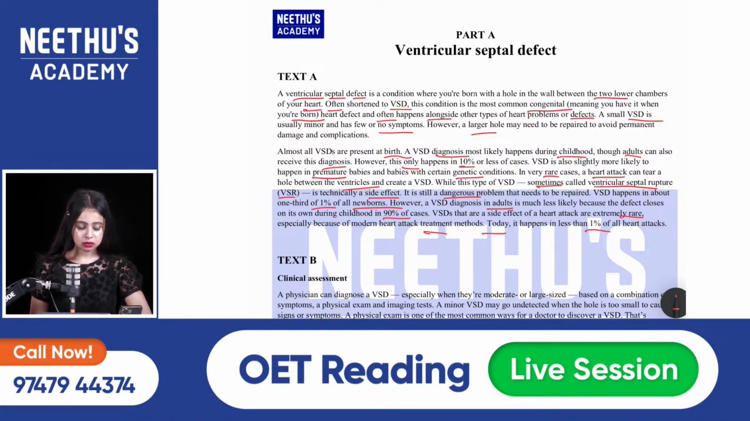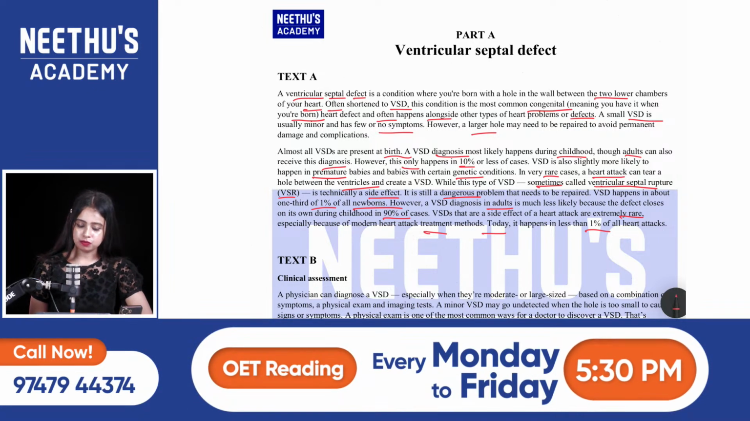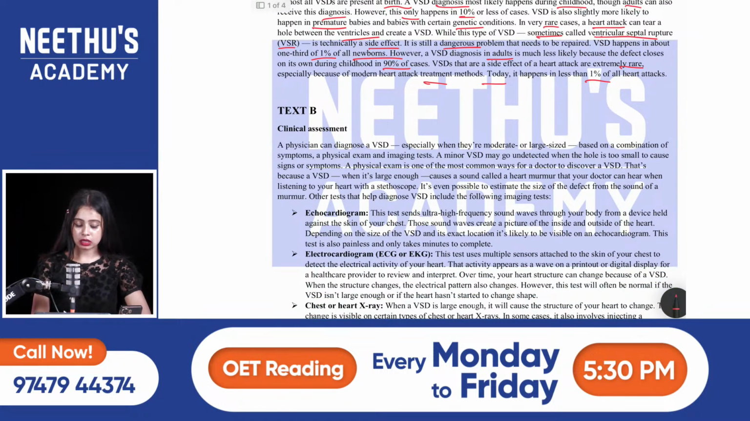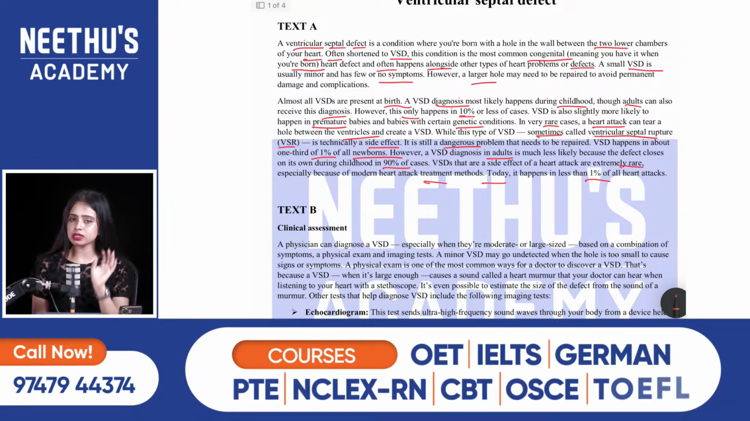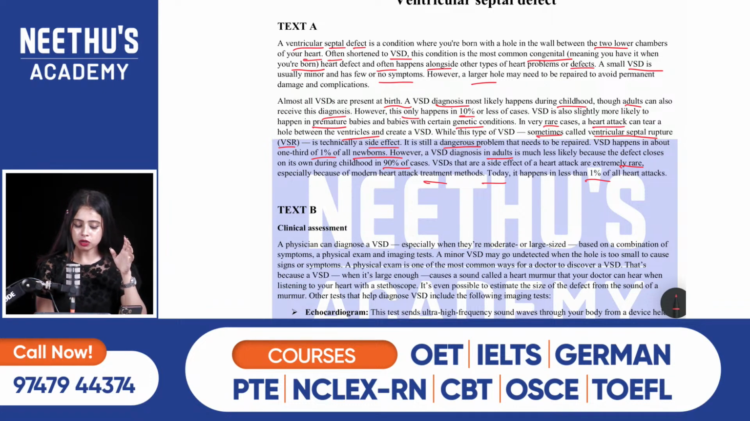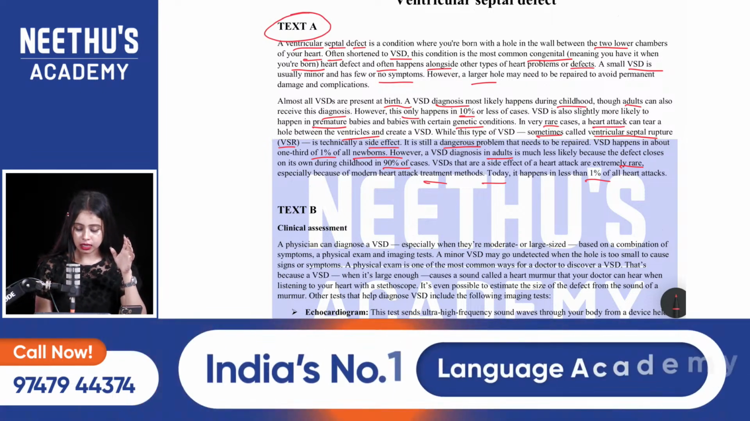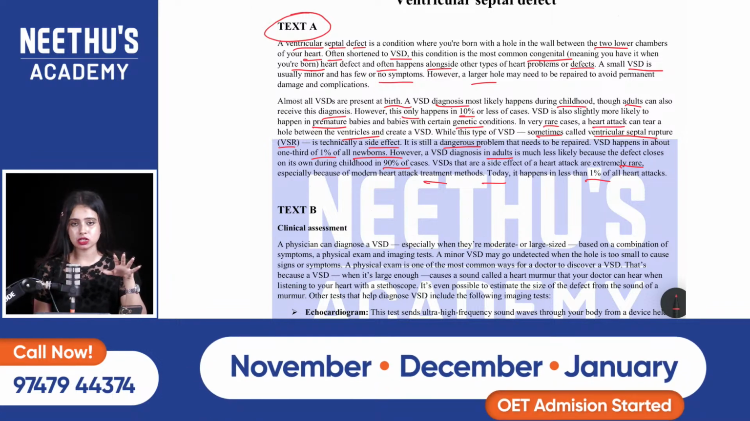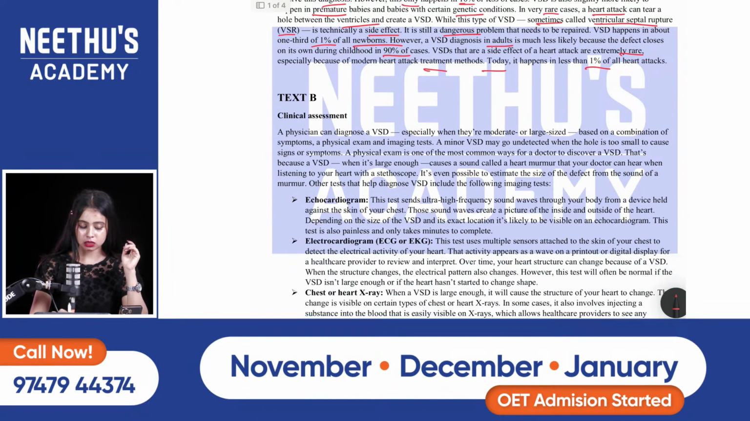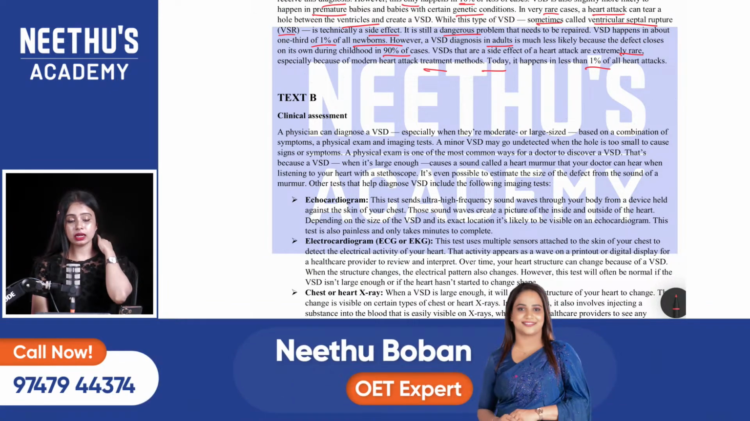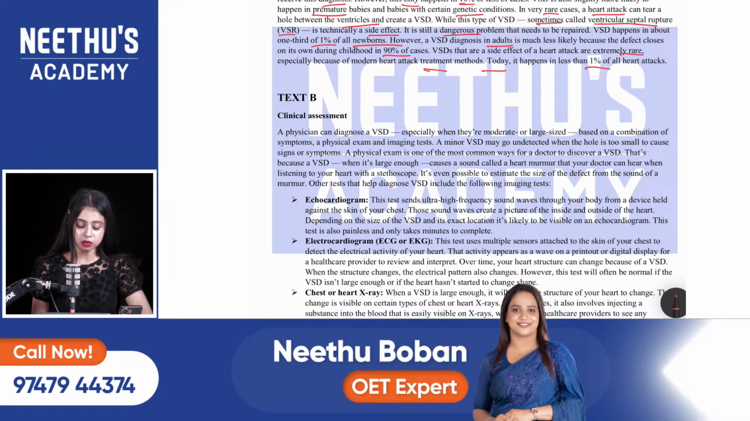Okay. So, are your keywords the same as these? So, now text B. So, what about text A? So, what is a summary? Text A is all about what is VSD and what are the causes, then what about the prevalence. Okay, that is what you are saying. Text B. Then clinical assessment. Okay, so what about clinical assessment?